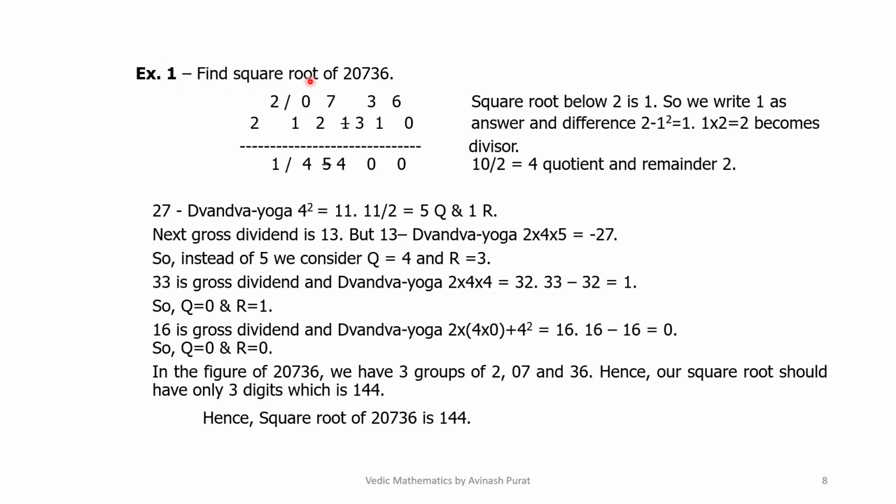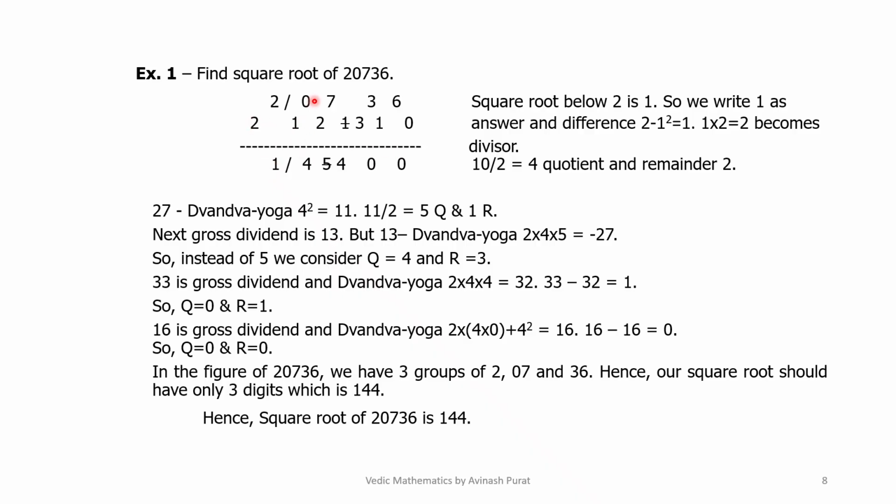Example 1. Find the square root of 20736. There are three groups 36, 07 and 2. So 2 is the first group, the slant line is after 2. The square root below 2 is 1. So we write 1 as the answer and the difference 2 minus 1 square equal to 1. And 1 into 2, 2 becomes the divisor.